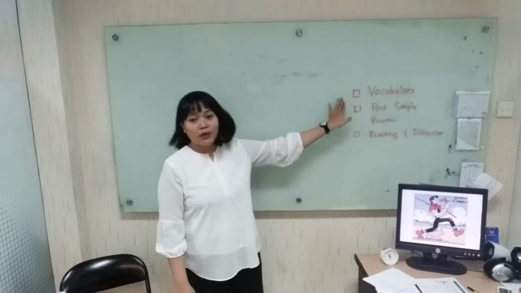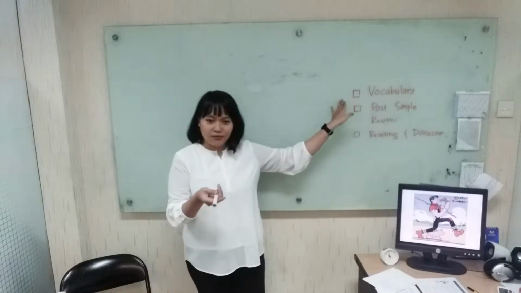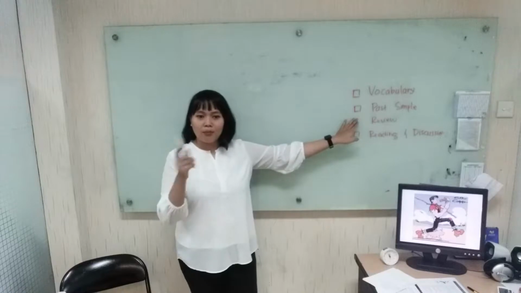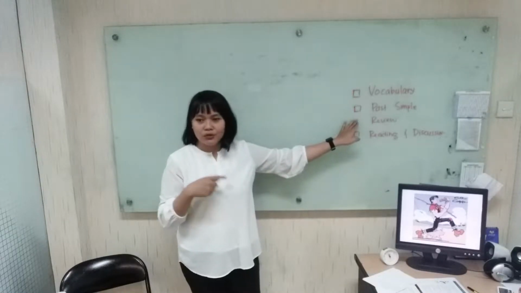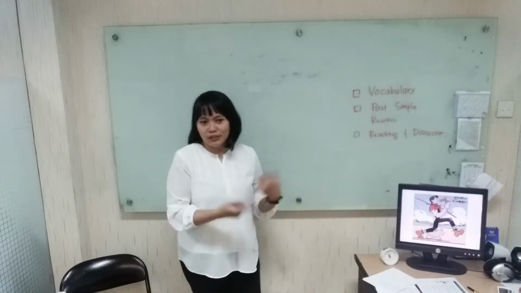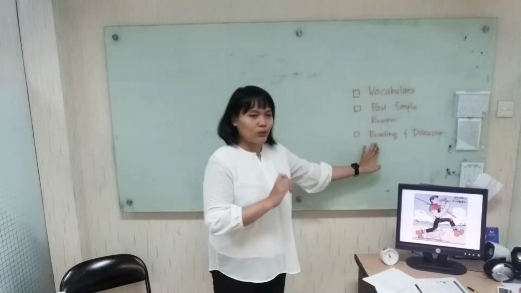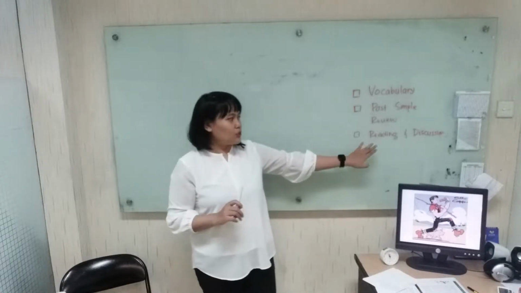So we're going to do some vocabulary practice, and of course it's taken from the reading passage. And we're going to discuss the past simple tense. Again, we're going to review that since last time we have discussed it, okay? And the last thing that we can do is to do some reading and have a discussion on it.